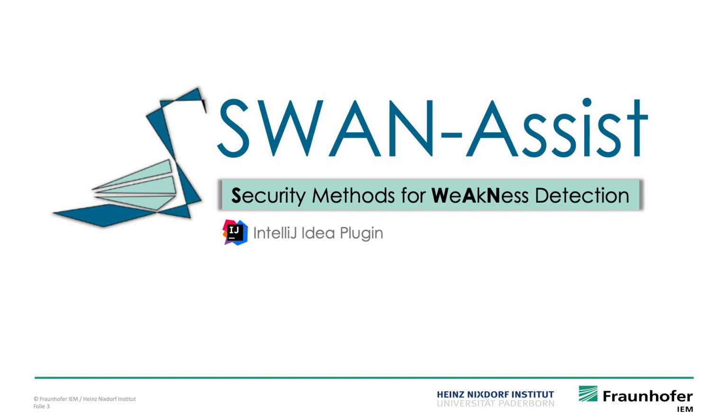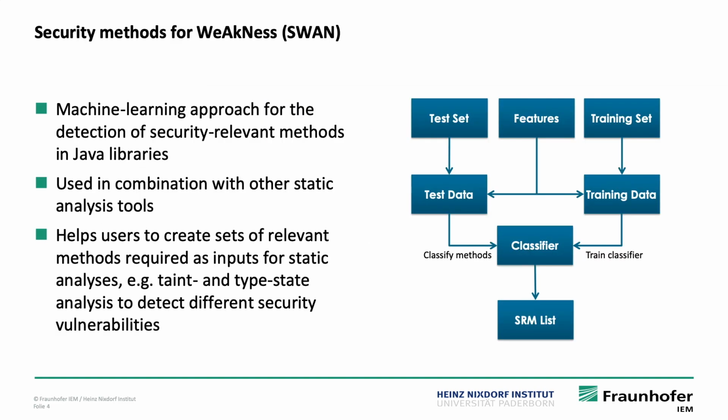SWAN Assist uses SWAN, a machine learning approach for the detection of security-relevant methods in Java. The training set, which is the list of example methods, the features, which are properties of the methods, and the test set, which would be the code base, are the inputs for the vector classifier, which then outputs a list of security-relevant methods. SWAN can be used in combination with other static analysis tools, like the one from our example. It helps the users to create a list of relevant methods required as an input for static analyses, for example taint or typestate analysis.